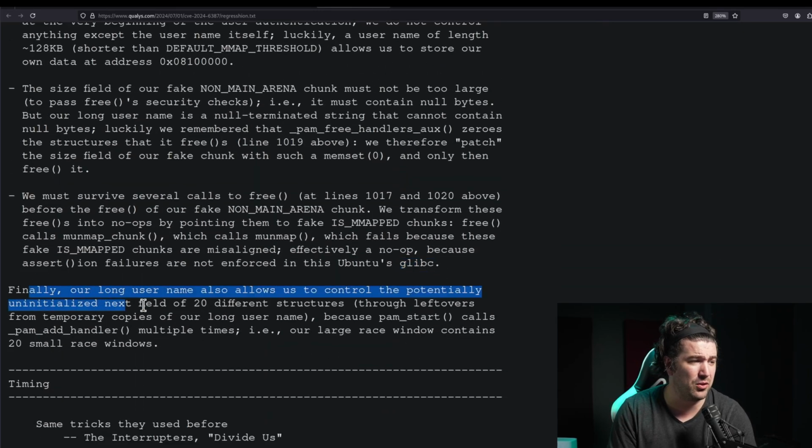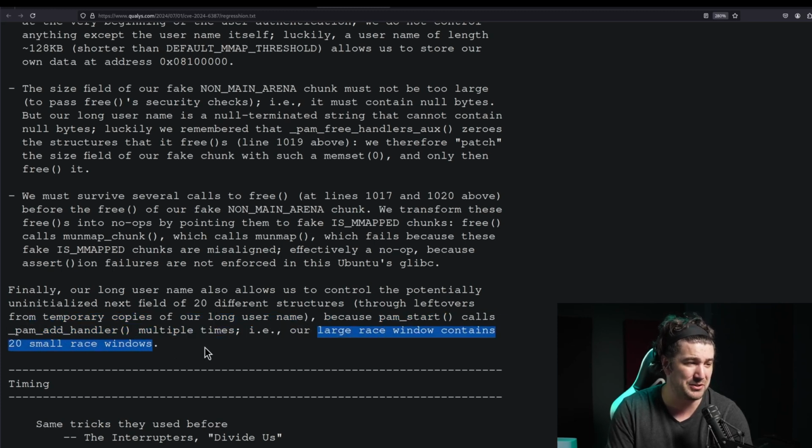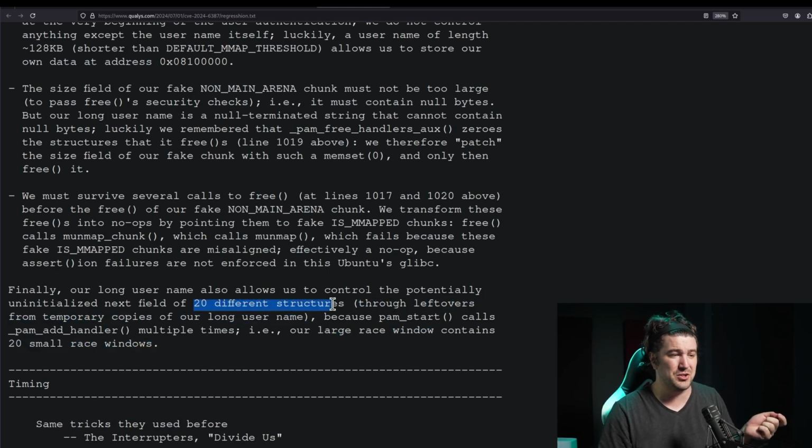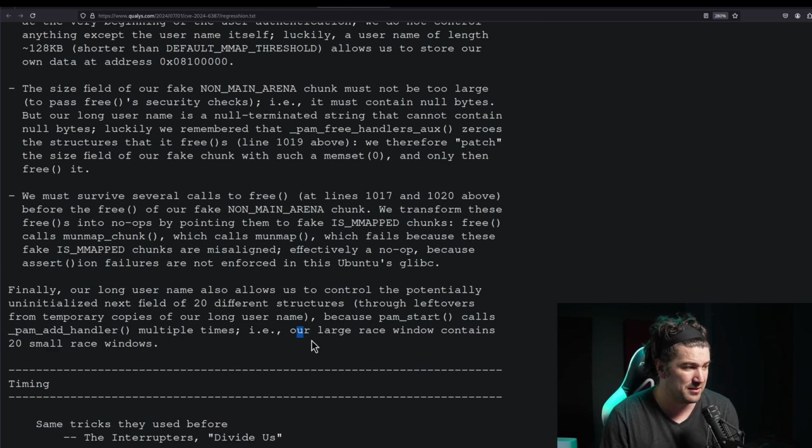Okay, finally, our long username also allows us to control the potentially uninitialized next field of 20 different structures, the leftovers from temporary copies of our long username, because PAM start calls PAM add handler multiple times. Our large race window contains 20 small race windows. So basically, they were able to use this to hijack 20 different structures to give them 20 windows instead of just one. That's actually pretty ingenious.